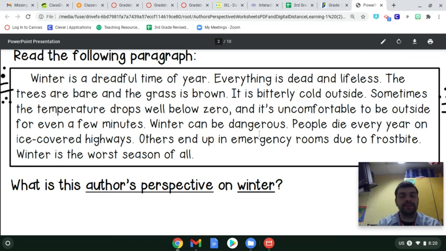Winter can be dangerous. People die every year on ice covered highways. Others end up in emergency rooms due to frostbite. Winter is the worst season of all.